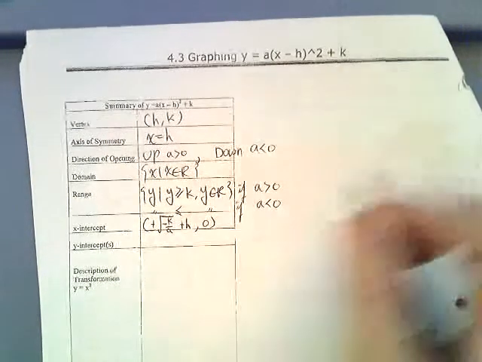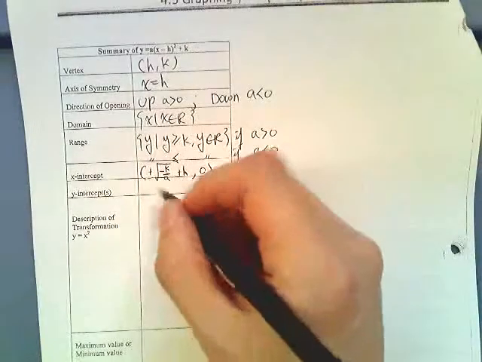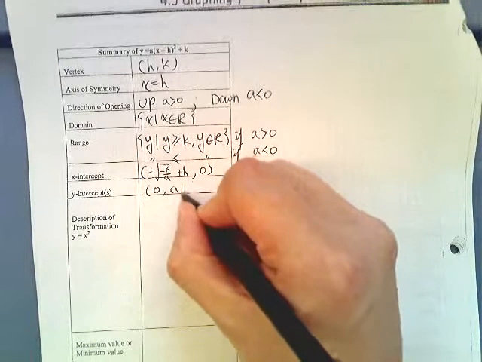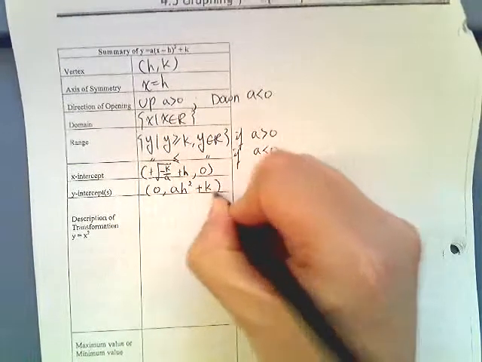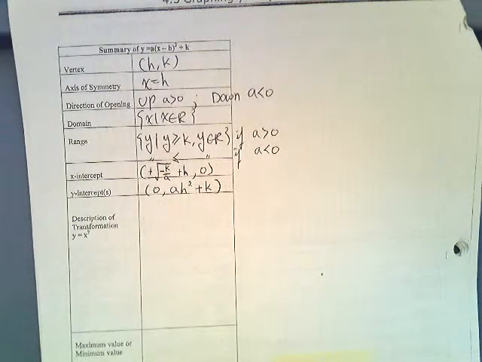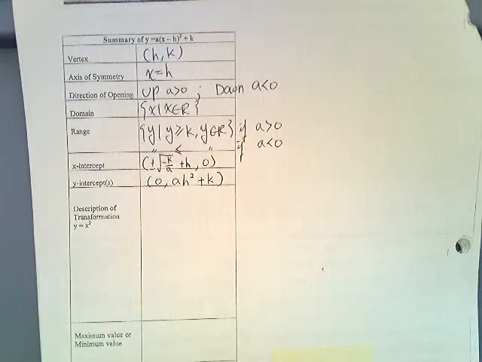Now for the y-intercept, it's pretty much the same thing. It is 0 comma a h squared plus k. So it's confusing if you're looking at the generic form. That's why I want you to try the actual examples.